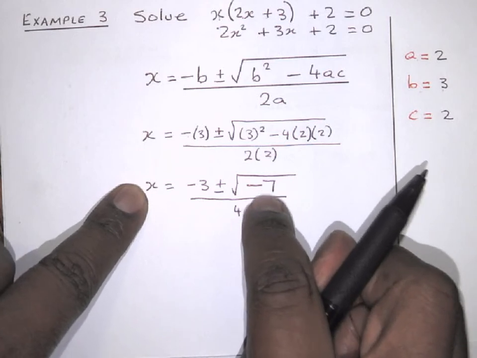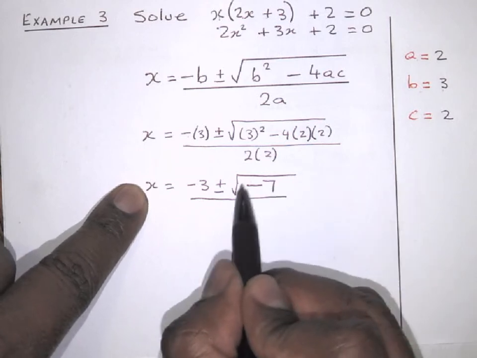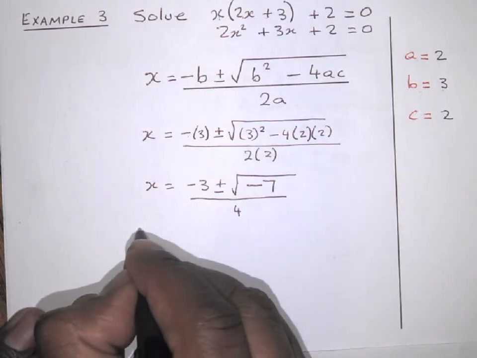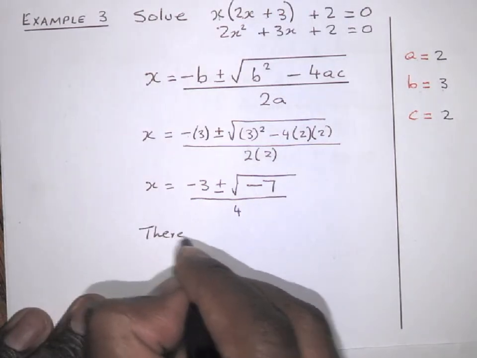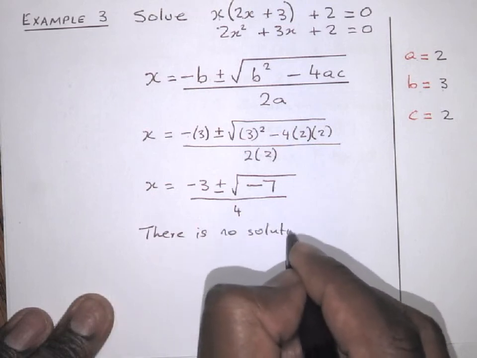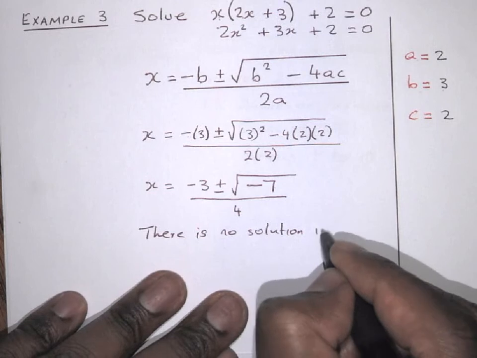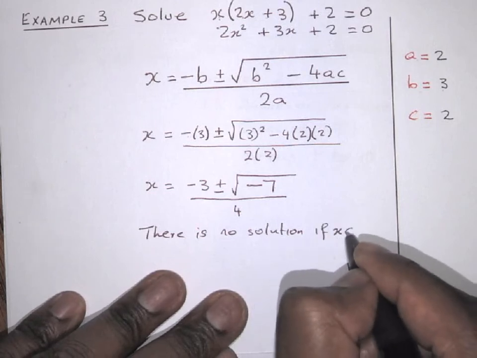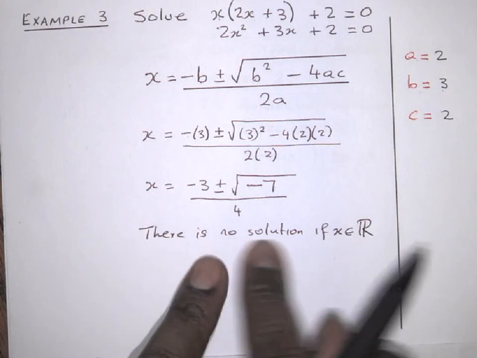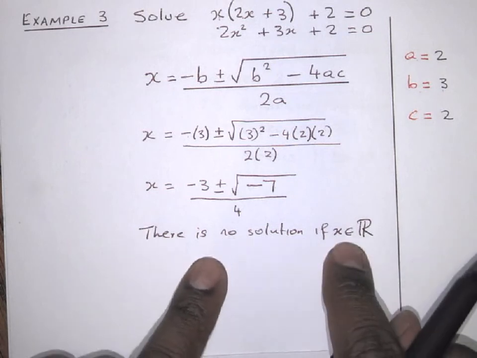So in this case, when we get an answer under the square root like this, we say there is no solution. You can say there is no solution if x is an element of the real numbers, because we work with real numbers, so there is no answer for x as a real number.